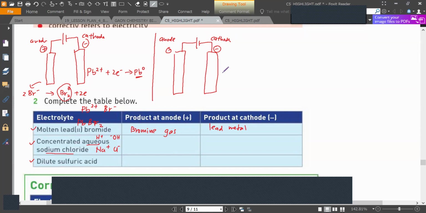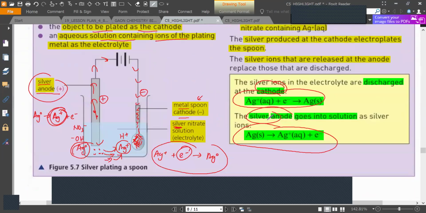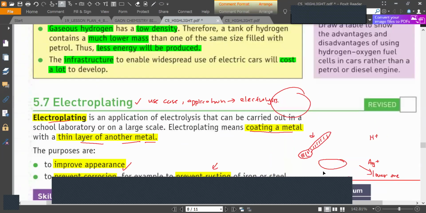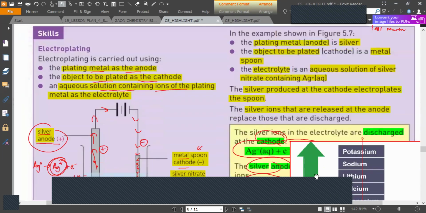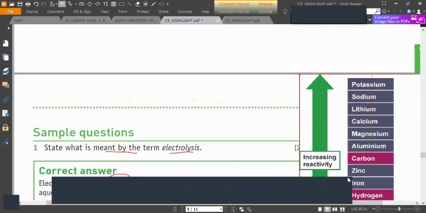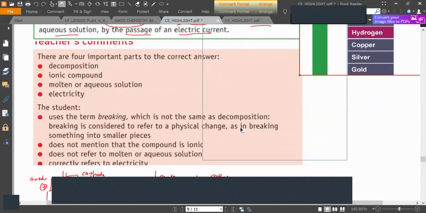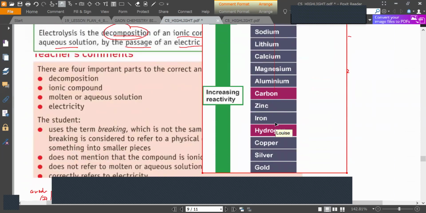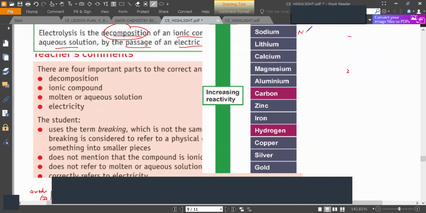So now it will be attracted, sodium plus and hydrogen plus. Okay, let us take this reactivity series, bring it here. In the reactivity series, we have sodium and hydrogen. Sodium plus, hydrogen plus.